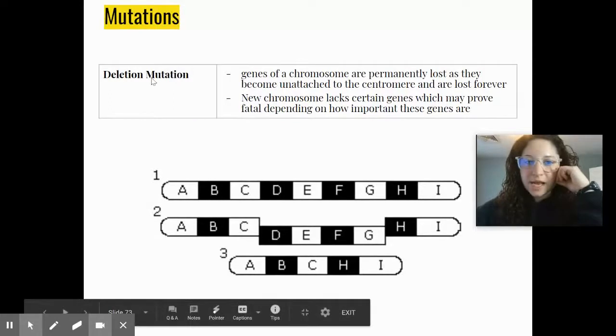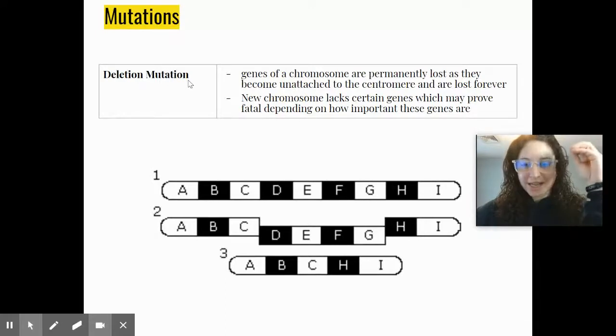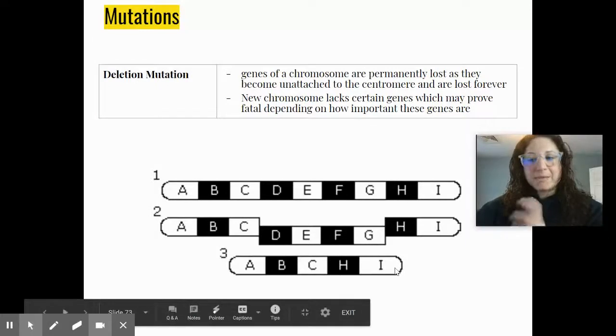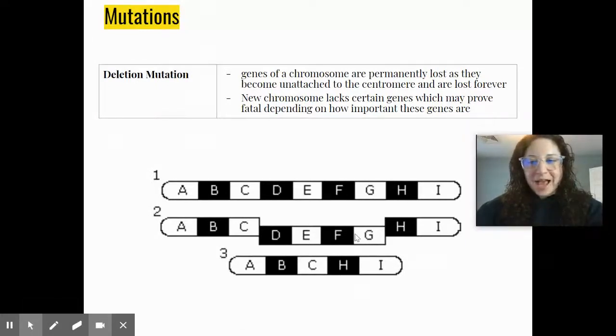All right, so next up we can have a deletion mutation on the chromosome level, very similar to a deletion mutation on the DNA level. It is a larger deletion than a couple of nucleotides. So in this case here, we have our chromosome with genes A, B, C, D, E, F, G, H, I. We're going to delete the genes D, E, F, G. And so that means we are left with a chromosome that only contains genes A, B, C, H, I. Depending on what genes are being deleted, these could be absolutely crucial for life to form, or who knows, it might be like you used to have dimples and now you don't have dimples. It depends on what's being deleted.